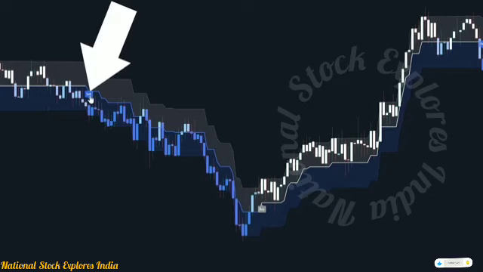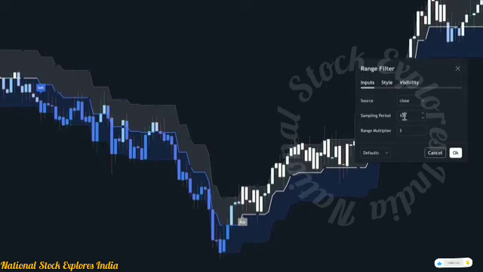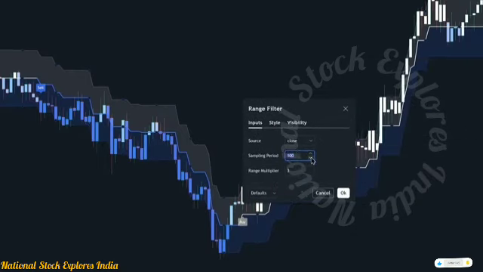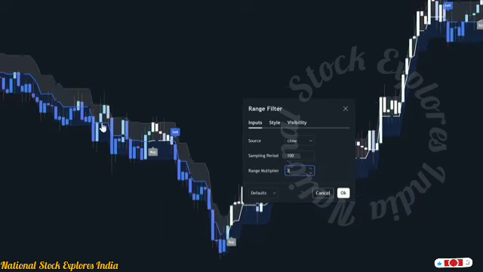Now, let's take a look at the settings of this indicator and see how customizable it can be. Now, here we have the source, and then the length has a default value of 100. If you want the indicator to be more sensitive to price changes, you can lower the sampling period. But if you prefer a longer-term view of the market, you may want to increase this number. Now, the same thing applies to the range. Increasing it widens the range generated by the indicator, as you can see. But then lowering this number is going to make the range narrower and narrower. For me, I'm going to stick with the default value.